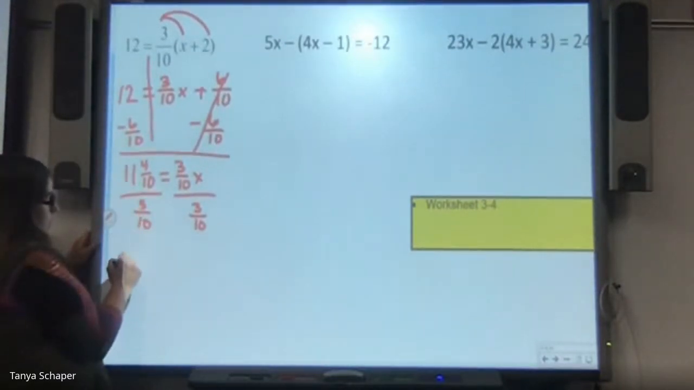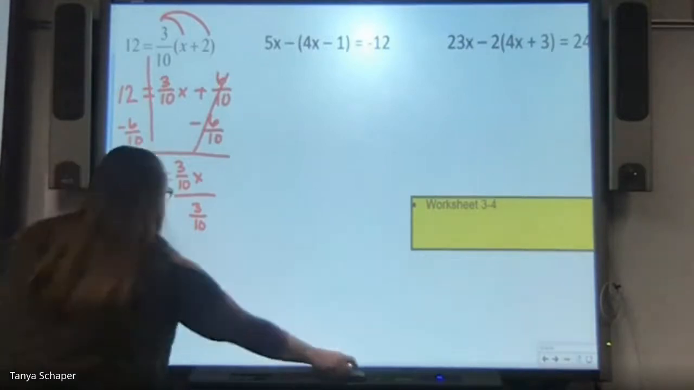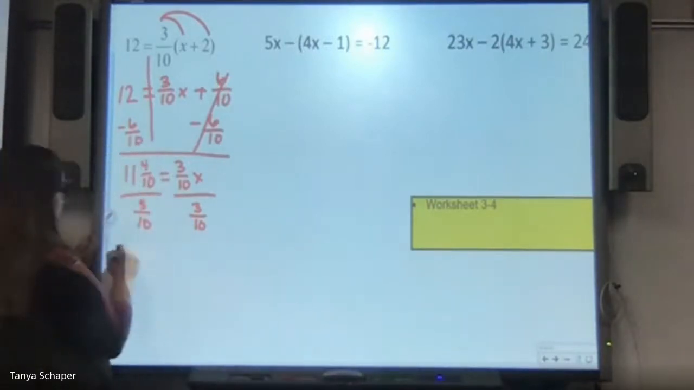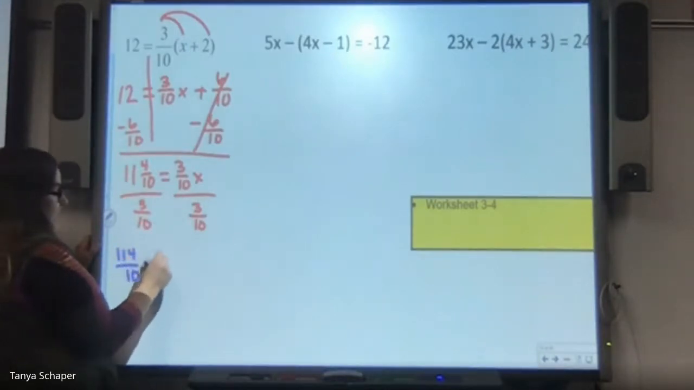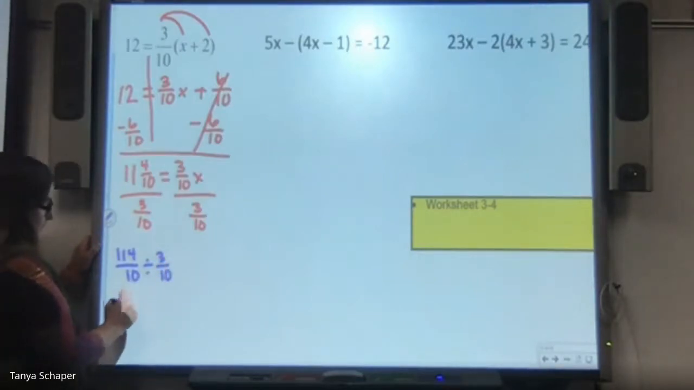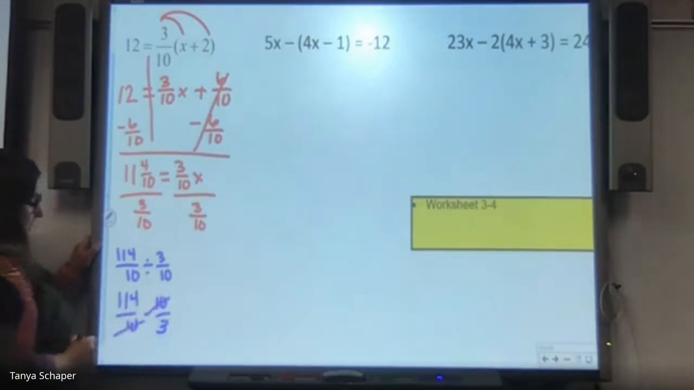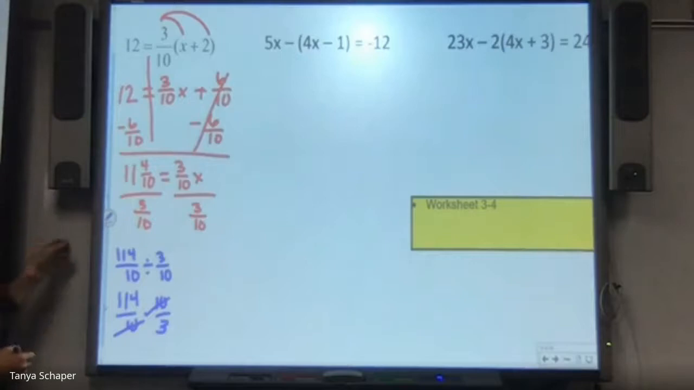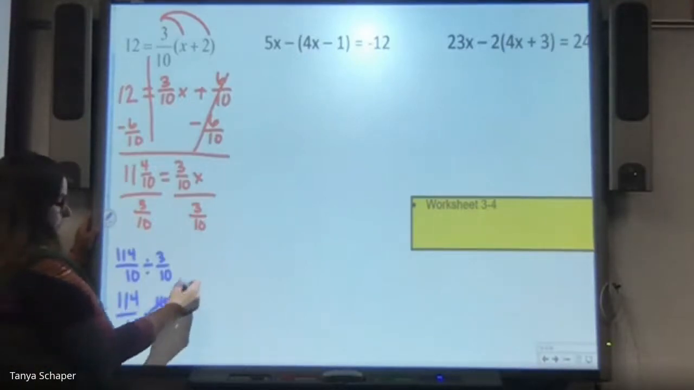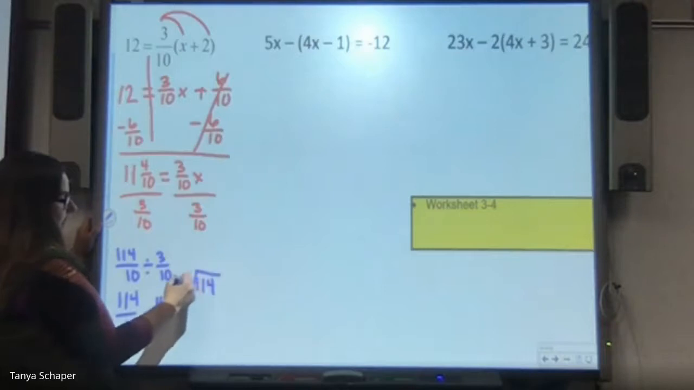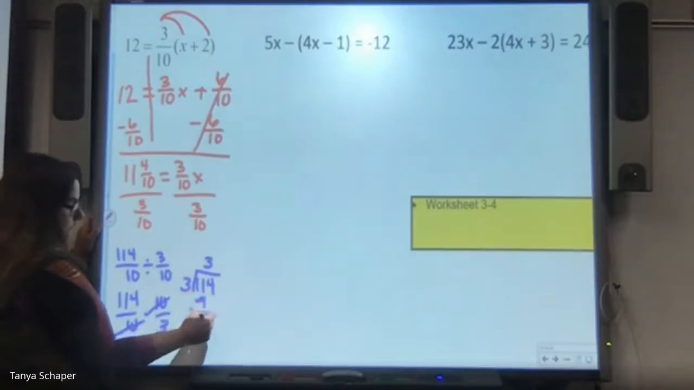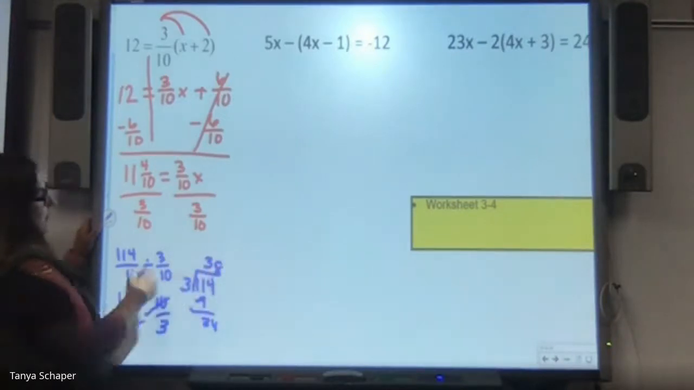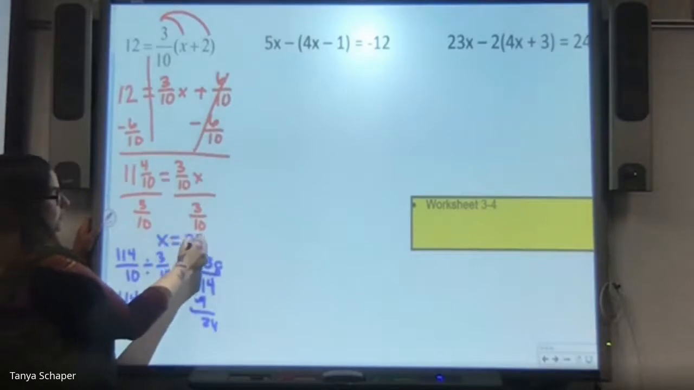So 40, nope, just a second. 10 times 11 is 110. So 114 over 10 divided by 3 over 10 is 114 over 10 times 10 over 3. These cancel out. 114 divided by 3. And this is all stuff, again, I'm just doing it longhand because why not? 38. So x equals 38.